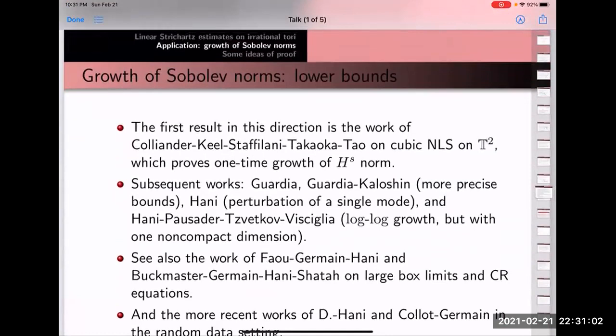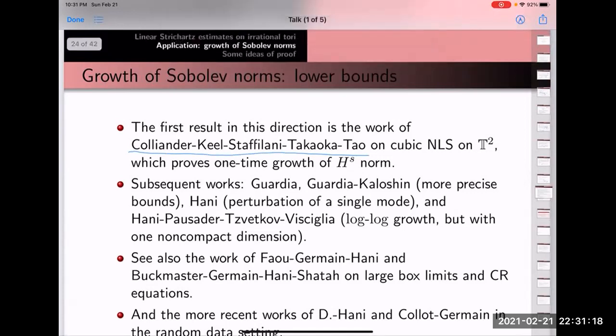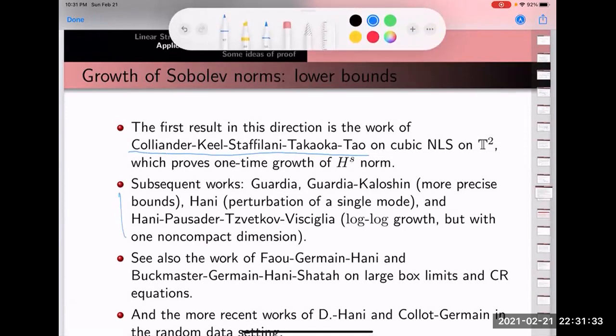Okay, so there are some known results about the behavior of the H^s norm of solutions, although still not very many. The work of Colliander, Keel, Staffilani, Takaoka, and Tao, around 2005, proved that this H^s norm can be arbitrarily large, but they don't know whether it actually grows to infinity or not. And the subsequent works of different people, which I will not mention all of, obtain growth in different cases, settings, and models.